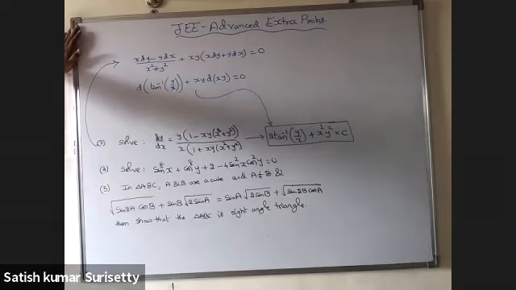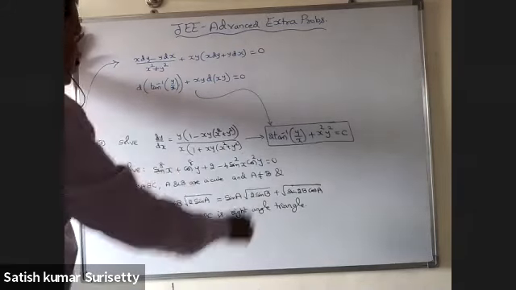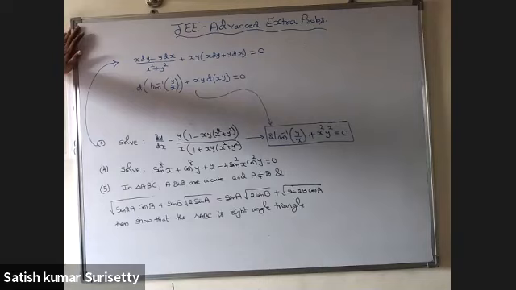So integrate on both sides, then you will get the solution as 2 tan⁻¹(y/x) plus x²y² equals constant. Right. Fourth problem.